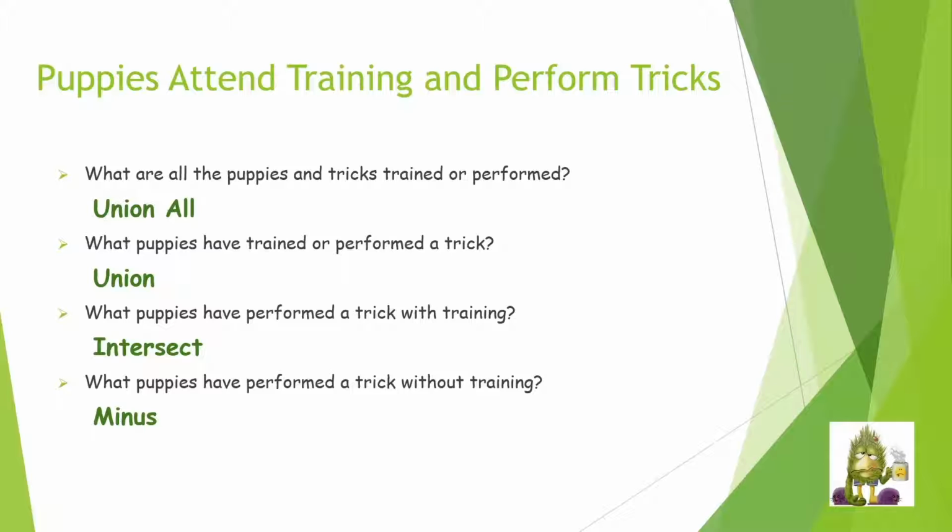And sort of the flip side of that is the minus construction, which is where you can answer questions such as what puppies have performed a trick but were not trained on the trick. So you will simply subtract the result set from training into the tricks that were performed. So this will give you a unique list of tricks and puppies that performed without training.